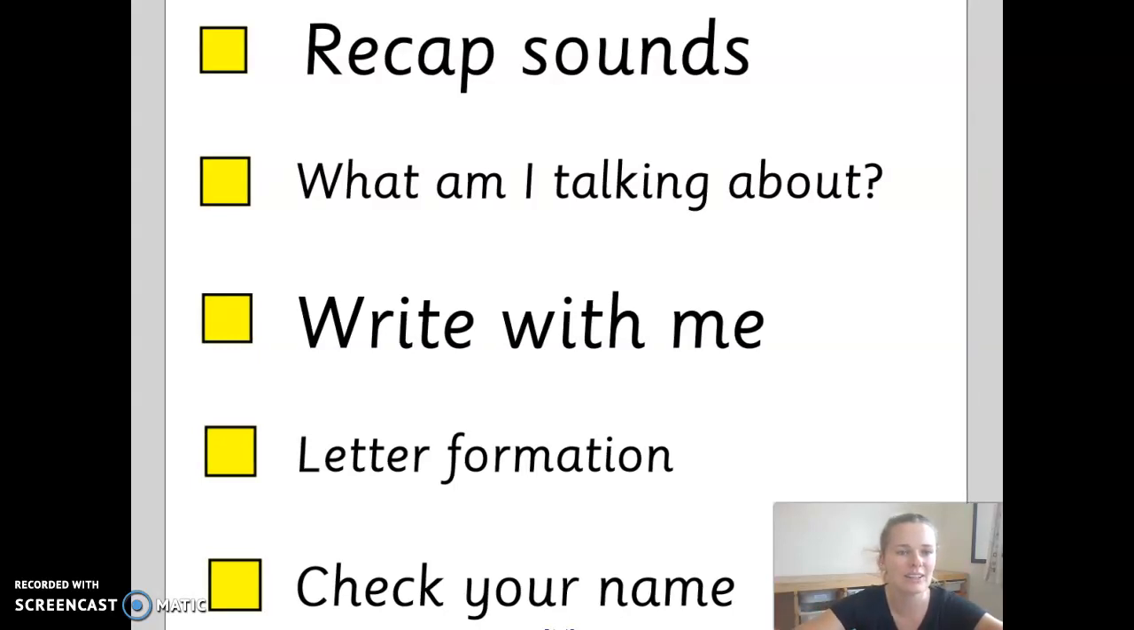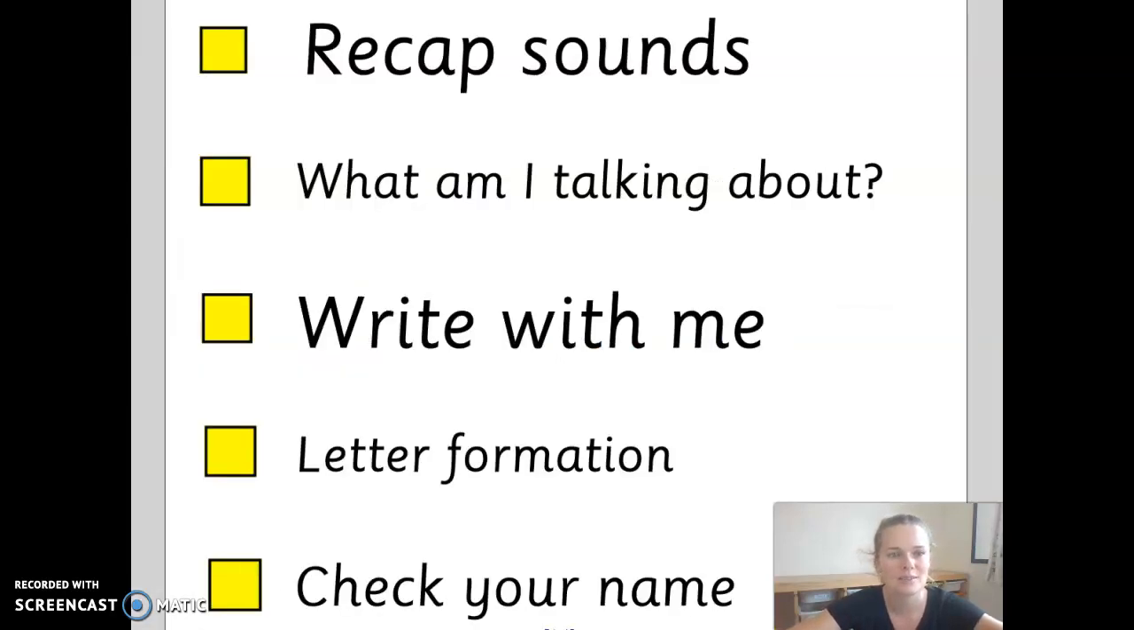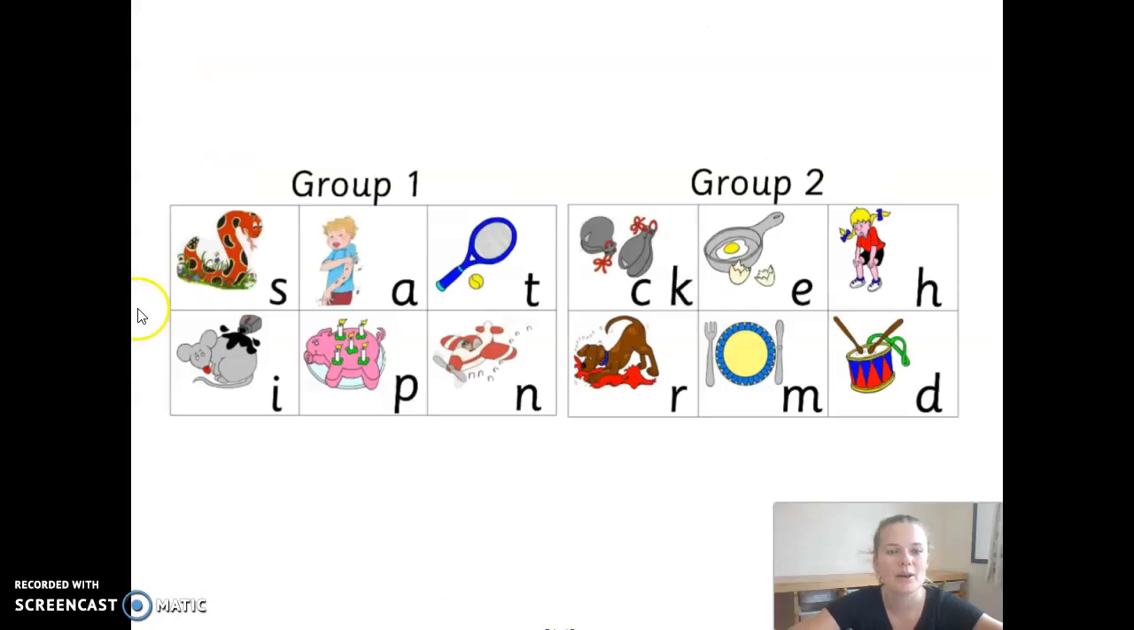Rightio, let's have a little look. What's next? Here we go. So all of our jobs today are with group 1 and group 2 again, so that we can really get to grips with these tricky sounds. So if you would like to, you may print these pictures off. I know a couple of people have already got them as a display at home to help them with their phonics, which is a fantastic idea.